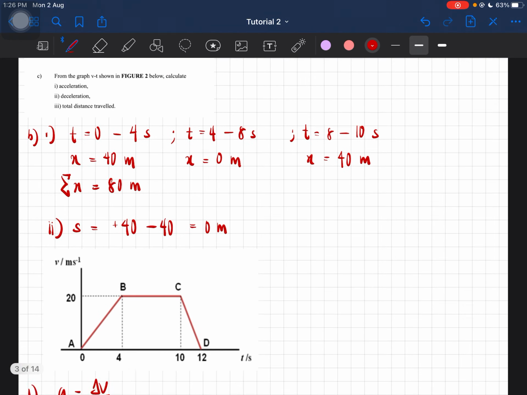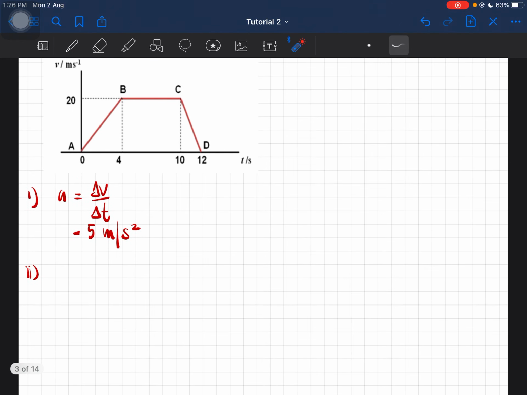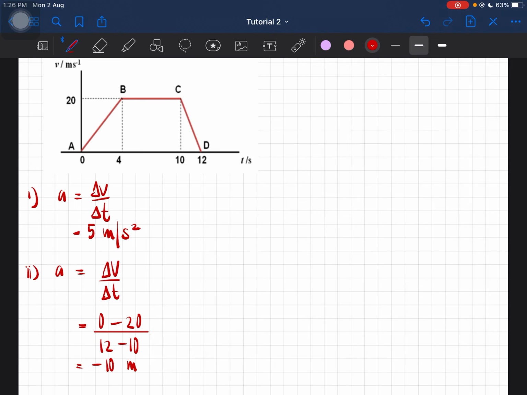And then deceleration is only from point C to point D. Okay, so deceleration is delta V over delta T, and then you get 0 minus 20 over the time, which is 12 minus 10. Then you'll get the deceleration to be negative 10 meter per second square.